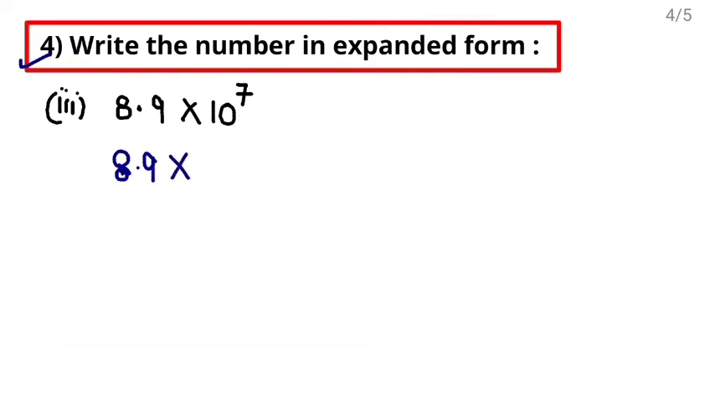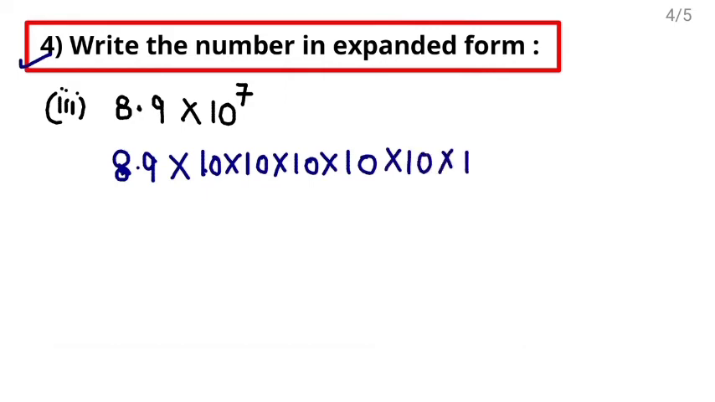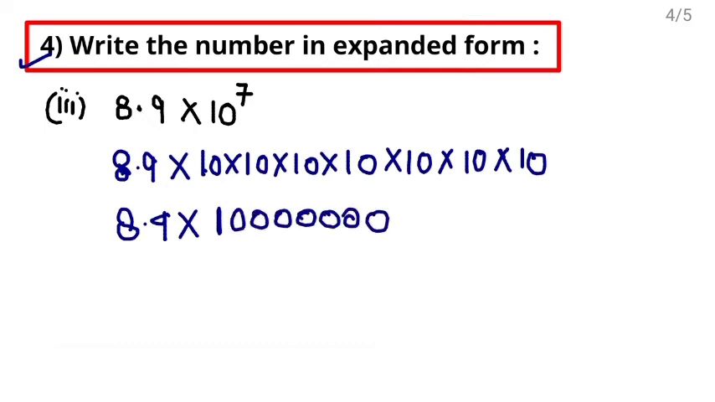8.9 multiplied by 10 raised to the power 7 means 10 multiplied by 10 multiplied by 10, how many times? 7 times. 1, 2, 3, 4, 5, 6, 7, which is equal to 8.9 multiplied by 1 and how many zeros will there be? 7. 1, 2, 3, 4, 5, 6, 7. Now firstly, simply multiply them without the decimal. 89 ones are 89. And then 7 zeros: 1, 2, 3, 4, 5, 6, 7.